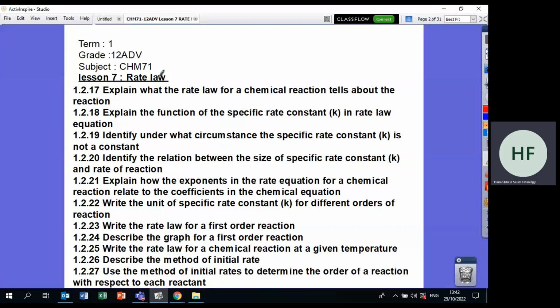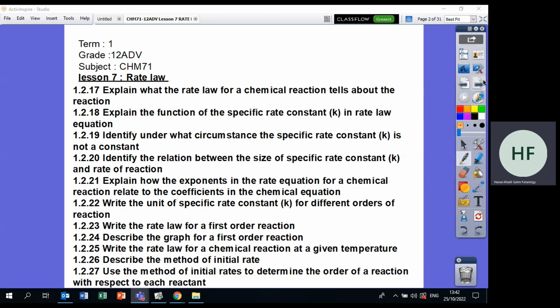Now this is lesson 7 and the title of the lesson is rate law. If you want, you can pause the video and go through the objectives of this lesson. These are all the objectives that you will be learning in this lesson.